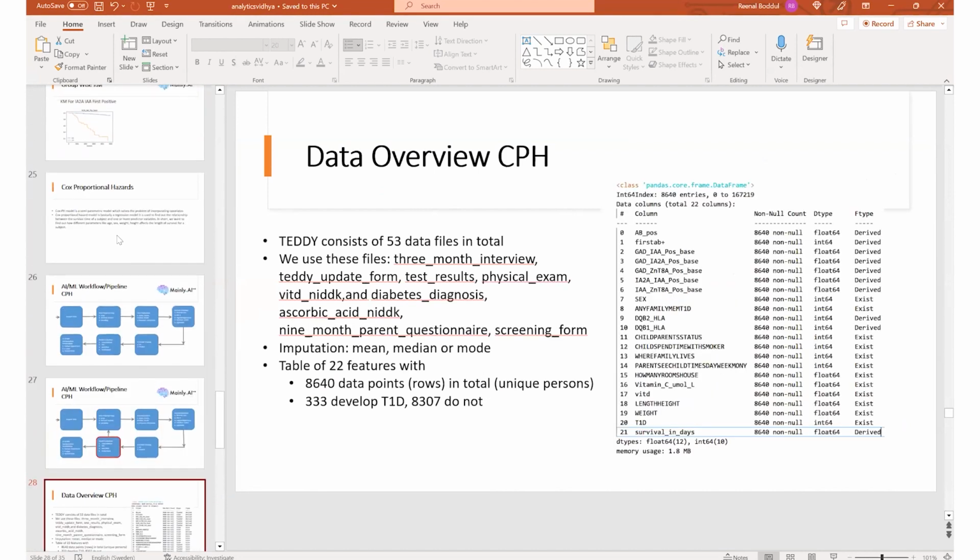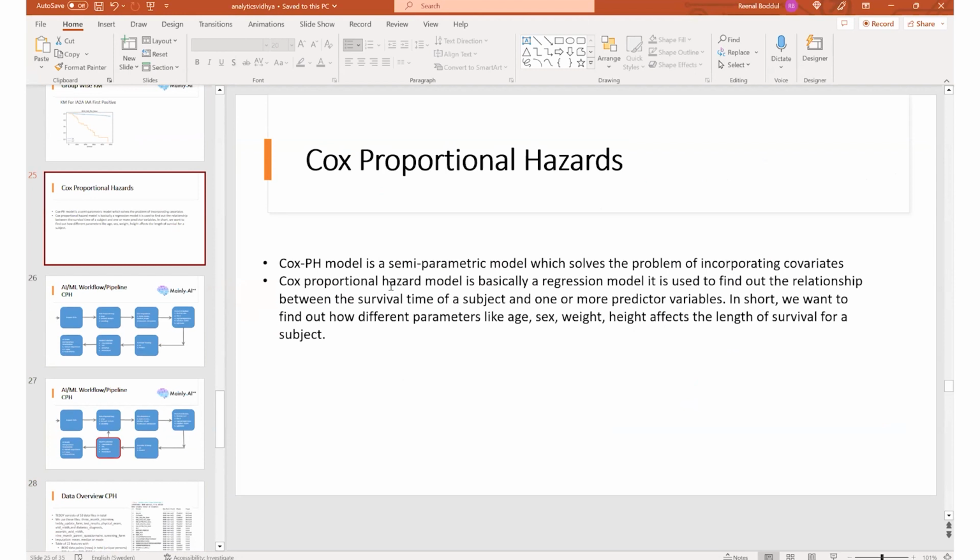Then we checked the Cox proportional hazard model. What is this Cox proportional hazard model? This is a semi-parametric model which solves the problem of incorporating the covariates. So suppose we have different variables, such as HLA, the HbA1c value, or genes data.